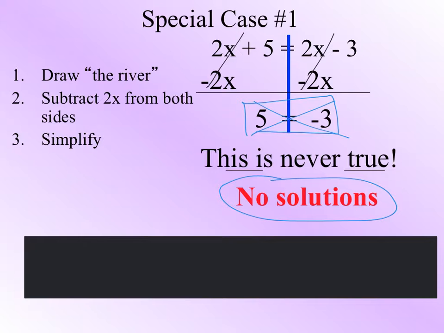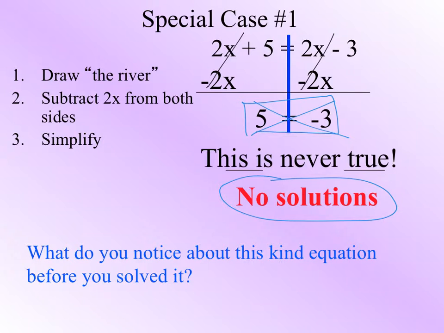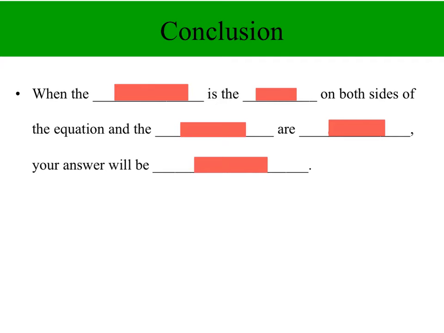Something that can help you point this out from the beginning is if you notice the original equation, you had a 2x plus 5 and a 2x minus 3. So because you have the same exact coefficient on both sides, but different constants, you basically are saying they can never equal each other. If I multiply the same number by something and add 5 and multiply the same number and subtract 3, they're just never equal. So that's why this would always be a no solution.